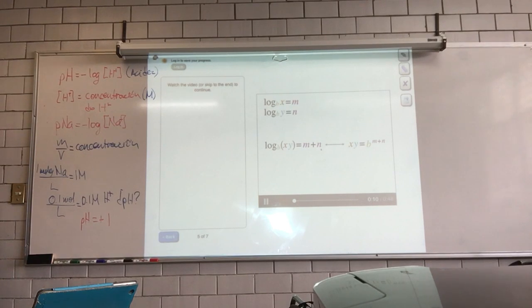What are m and n? We defined them before as being the logs of x and y. Let's plug in log x for m and log y for n. Since this result is true for any base b, you'll often see this identity written without the bases. It works for all of them.